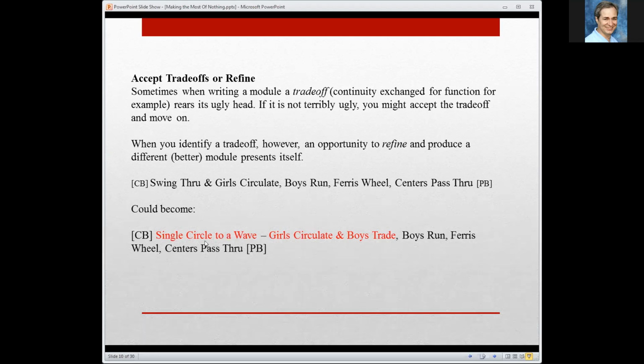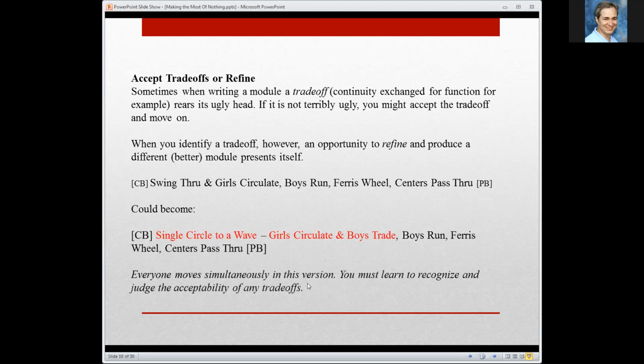So for instance, we could use single circle to a wave and the girls circulate while the boys trade. In this case, everybody's moving at the same time. And this particular one, without worrying about it too much, I would present the first two calls all as one call: swing through and girls circulate. The girls might even get a little step ahead of the boys, and so they cut down the time.